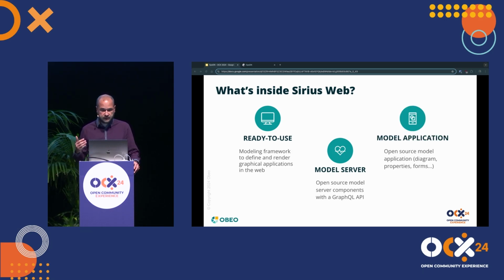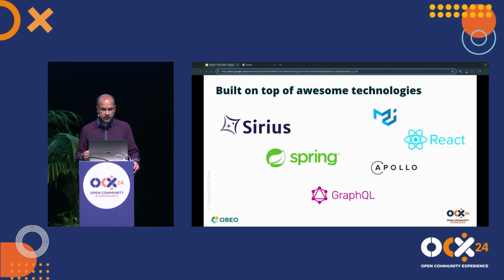And on top of that, it provides a complete open source application offering tons of features such as diagrams, properties, forms. This allows us to integrate Sirius Web components into modern cloud IDEs. And finally, Sirius Web relies on regular web technologies like Spring Boot, GraphQL, React, and Material UI, to name a couple of them, along with others like XYFlow or EMF.